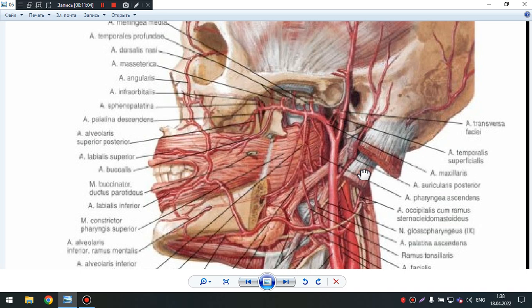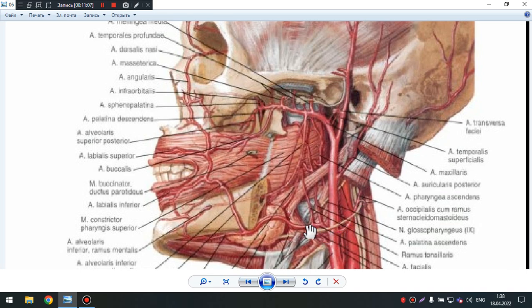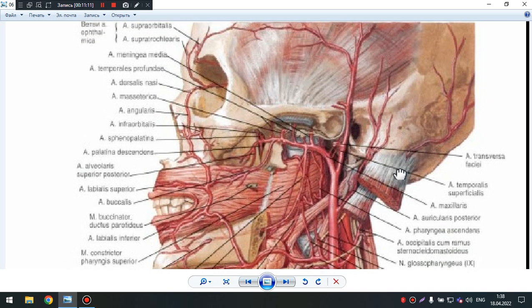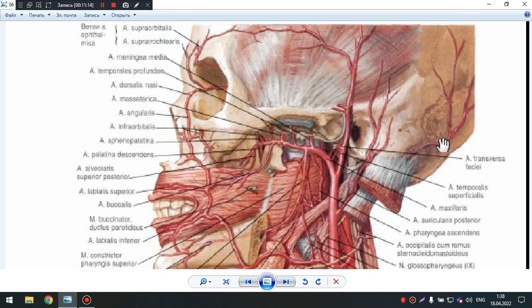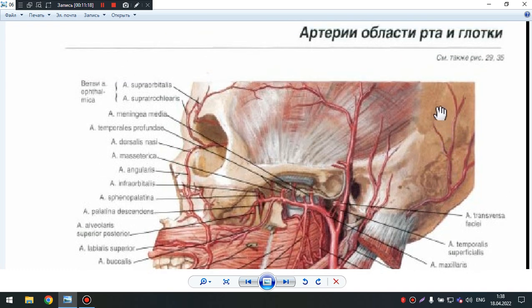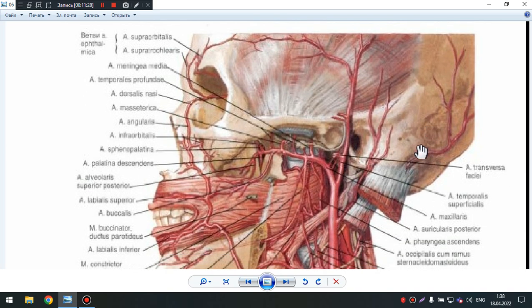The posterior auricular artery originates in front of the beginning part of the facial artery and lies on the groove for the occipital artery on the temporal bone. It supplies blood to the temporal bone, the skin and muscles above the occipital region. It gives the mastoid branches into the mastoid braces, and supplies the posterior wall of the tympanic cavity.